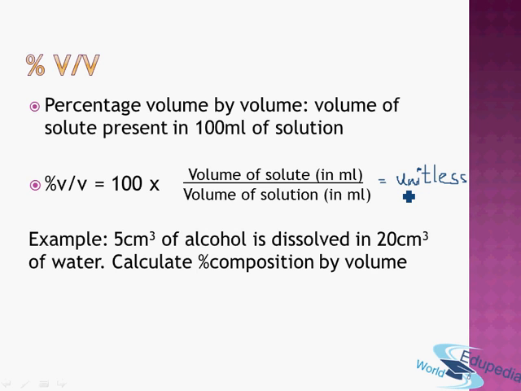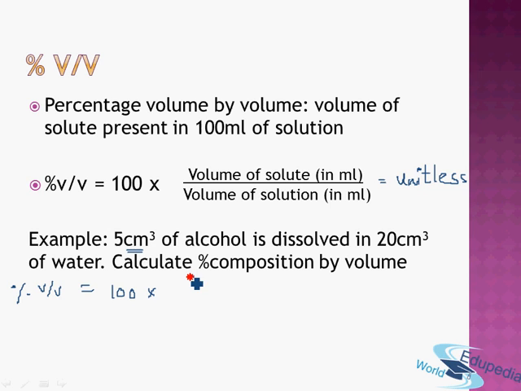5 centimeter cube of alcohol is dissolved in 20 centimeter cube of water. Calculate the percentage composition by volume. Now, they clearly mention that you have to calculate percentage composition by volume. So percentage volume by volume is 100 multiplied by the volume of solute. What is the volume of solute? Alcohol is in less quantity and water is in greater quantity. Moreover, it is water, so I can take water to be the solvent and alcohol to be the solute.